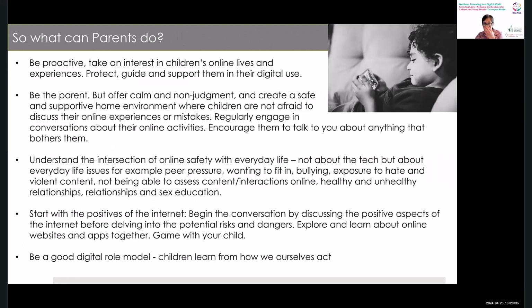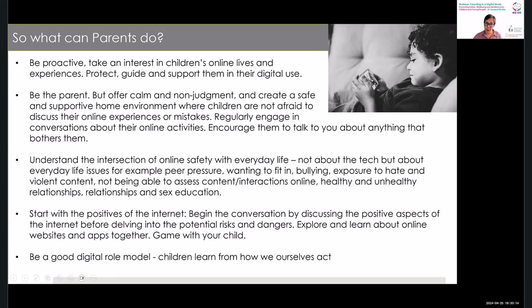So there are two slides I want to highlight here. We've got to be proactive to be involved in your child's life. Be the parent, but be non-judgmental and create a space where they can come and talk to you about anything. And understand that this is about life skills for the digital age. So in a way, we want them to know about healthy and unhealthy relationships. We want them to know about how to deal with peer pressure, how to deal with bullying. And these are things that are life skills. Now they need it because of life related to the digital space.